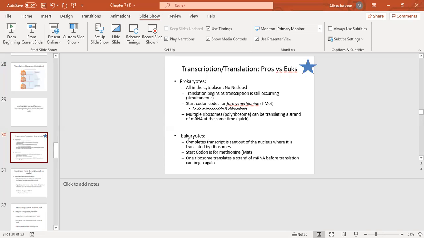In eukaryotes, we process our RNA. We add a 5' cap and a poly A tail to the mRNA, and it exits the nucleus, and then it can be translated by ribosomes. But it needs to be capped and tailed so it can exit the nucleus and so it'll be stable. And again, the start codon is for methionine, and one ribosome translates one strand of mRNA before translation begins again. So that's different than prokaryotes.